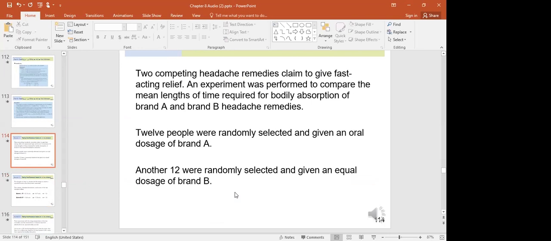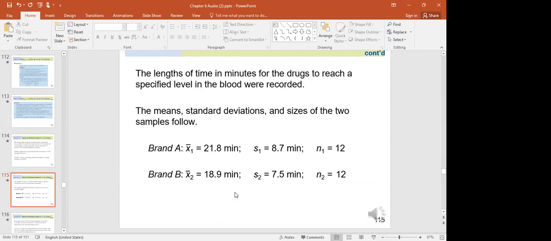So here again, two competing headache remedies claim to give fast-acting relief. An experiment was performed to compare the mean length of time required for bodily absorption of brand A and brand B. 12 people were randomly selected and given an oral dosage of brand A. Same thing for brand B. So we have the statistics here, which we can enter into our calculator by going to Start, Test, and we will go to two-sample t-test because the sigma are unknown.